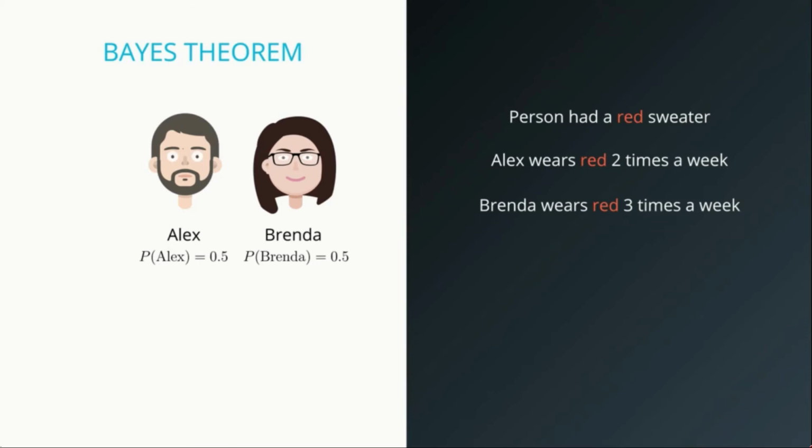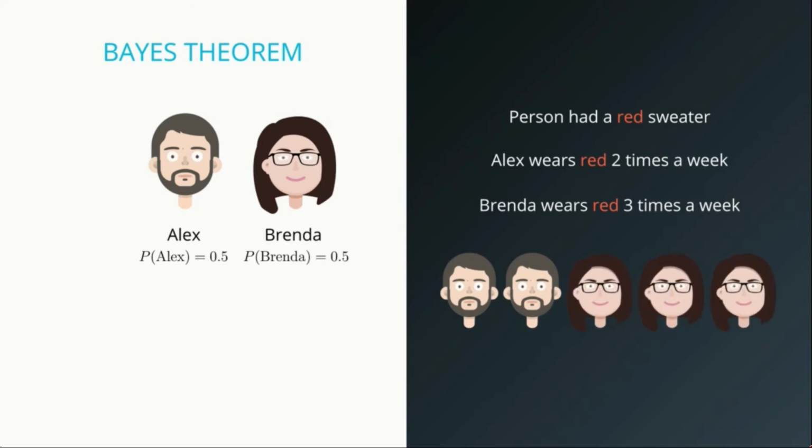So now what we'll do is we'll use this piece of information to help us make a better guess. First off, since Alex wears a red sweater less than Brenda, it's easy to imagine that it's a bit less likely that the person we saw is Alex than that it is Brenda. But exactly how likely? Well, let's say that if we saw a person pass by 5 times, it would make sense to think that 2 of these times it was Alex, since he wears a red sweater twice a week, and the other 3 times it was Brenda, since she wears a red sweater 3 times a week. Therefore, from here we can infer that the probabilities are 40 and 60.